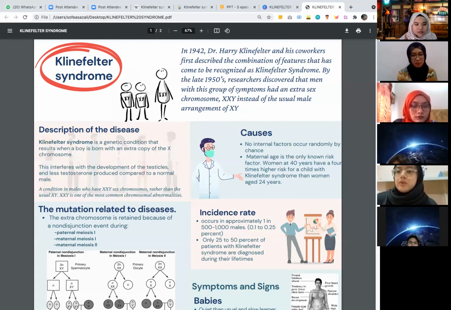This interferes with the development of small and poorly functioning testicles, which can lead to less testosterone produced compared to a normal male, and unfortunately, it can affect other physical and intellectual development too. And for the description of the disease, as I said earlier, Klinefelter syndrome is a condition in males who have XXY chromosomes rather than the usual XY, and XXY is one of the most common chromosomal abnormalities. I will pass to the next presenter.